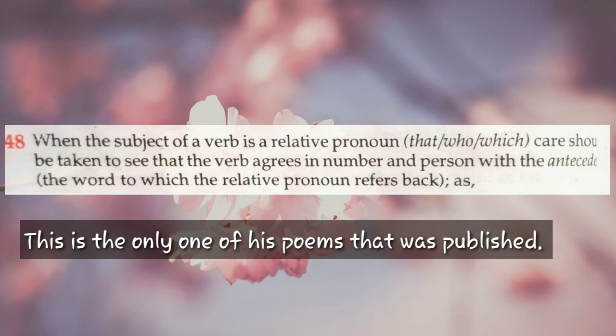For example, "This is the only one of his poems that was published." So here I have used the verb "was." Why? Because in the previous sentence I am talking about only one poem. This is the only one poem, and one poem is singular. Therefore, after the relative pronoun in the second sentence, I am using the singular verb, that is "was."